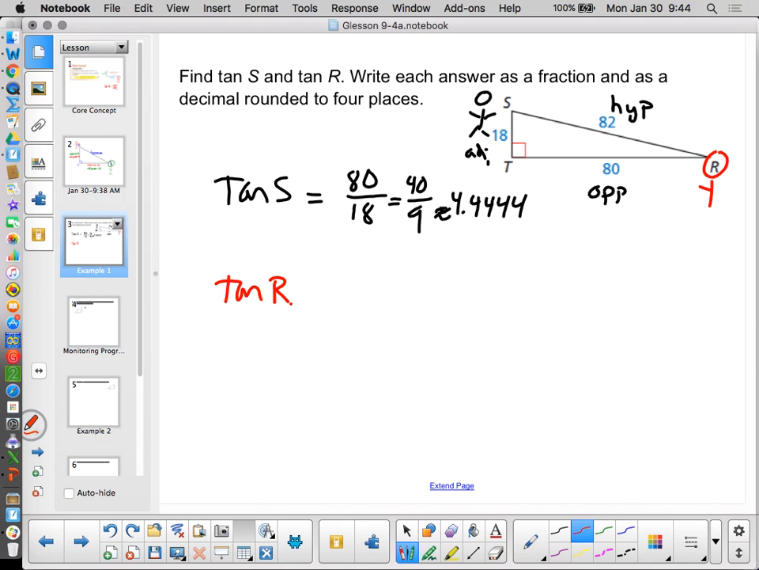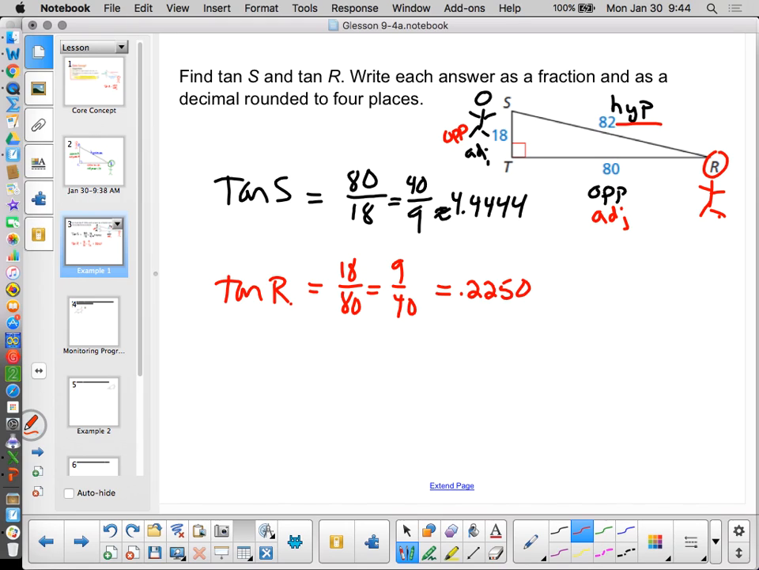Because if R is my point of view, this is still the hypotenuse, but now this becomes the opposite, and this becomes the adjacent for R. So it's going to be the reciprocal of that. It's going to be 18 over 80, or 9 over 40. And 9 divided by 40 is 0.2250 exactly, to 4 decimal places.